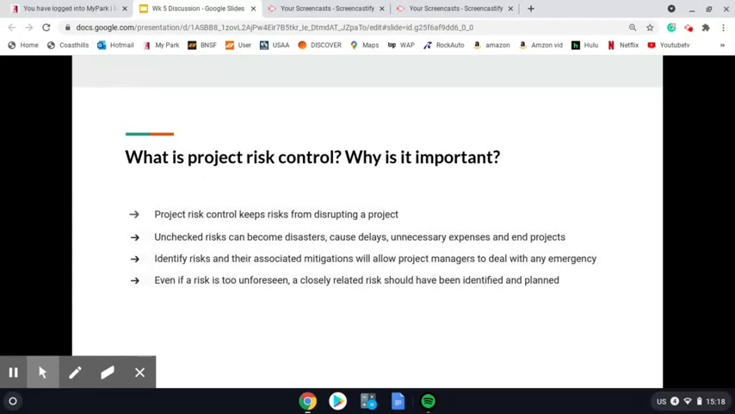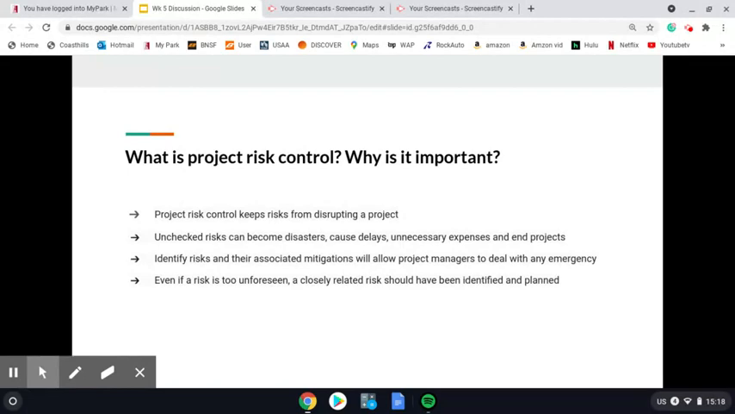What is project risk control? Why is it important? Project risk control keeps risk from disrupting a project. So once you identify your risks, you come up with mitigation plans. If you don't do this, unchecked risk can become disasters, cause delays, unnecessary expenses, and end projects. For us, we identified all the things that needed to be done, and then we had a plan for it. So when something did happen, we were already on top of it.